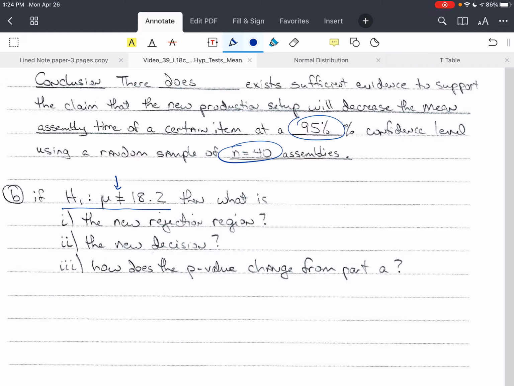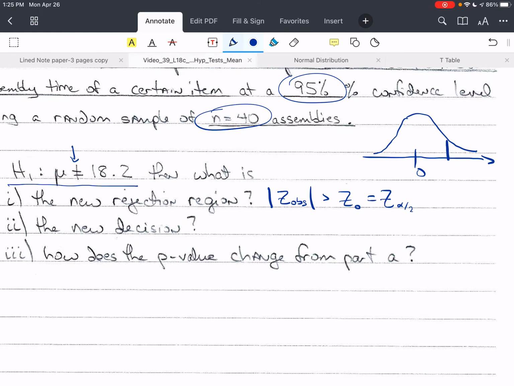So the new rejection region can be written as the absolute value of z observed is greater than z naught. But here z naught is equal to z sub alpha over 2 because it's a two-sided test. So we don't care if the value is a lot bigger or a lot smaller than mu. We just want to know that it's different. So here would be z sub alpha over 2, and here would be negative z sub alpha over 2.